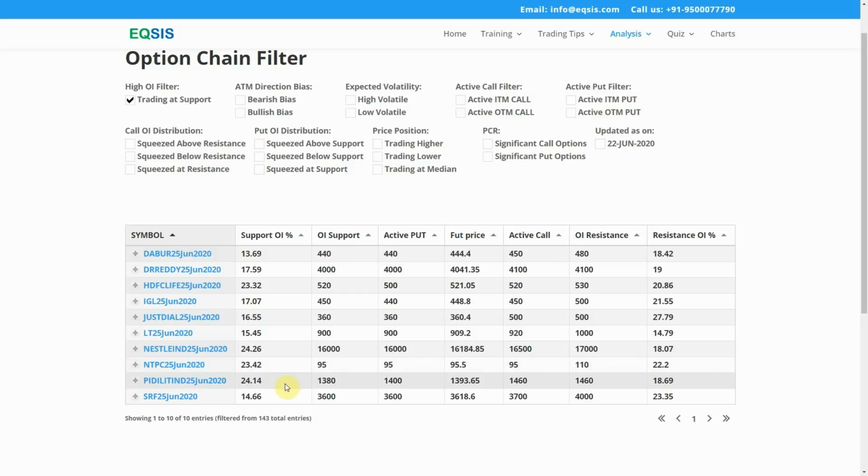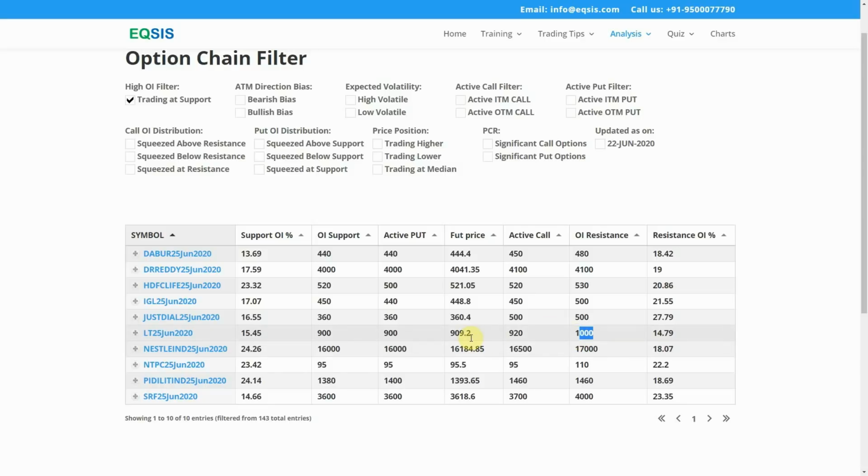So how do I talk about support level? Now I'm talking about open interest support. Open interest support means the put options carry the highest open interest, and that particular strike price is listed here. So let's take LNT. LNT 909 is the future price, but the support is around 900, whereas the resistance is seen around 1000. So anyone can easily say that this is a stock sitting near to support.